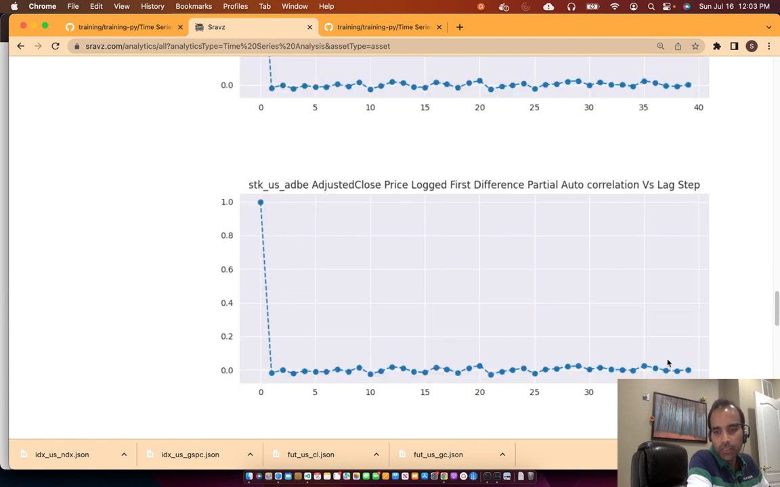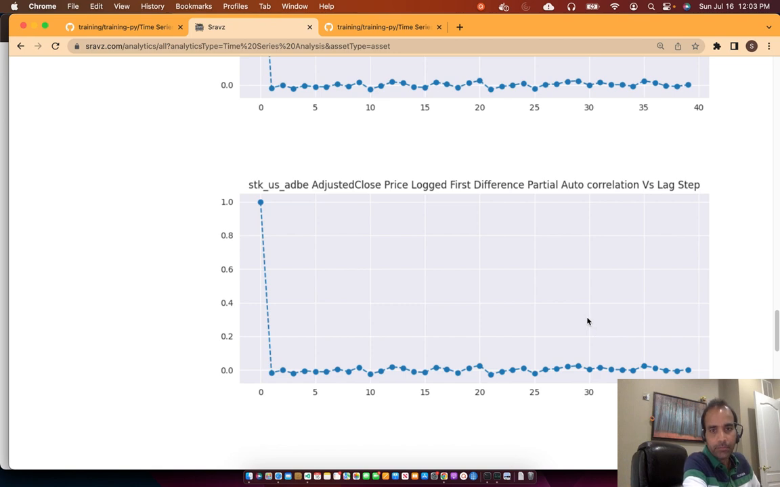And of course, this is for research purposes only. This doesn't signify or imply any investment ideas.